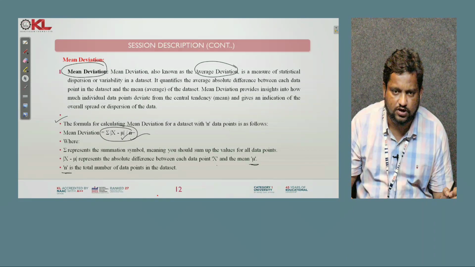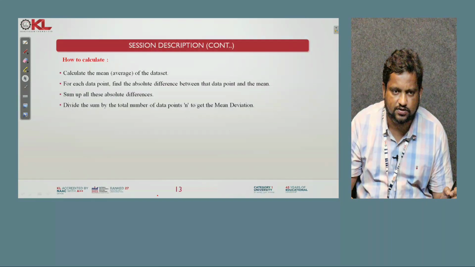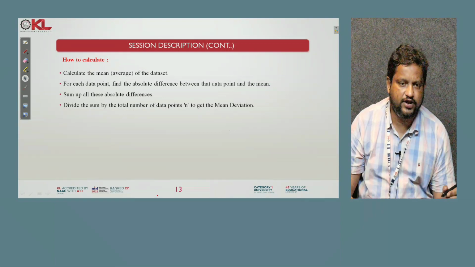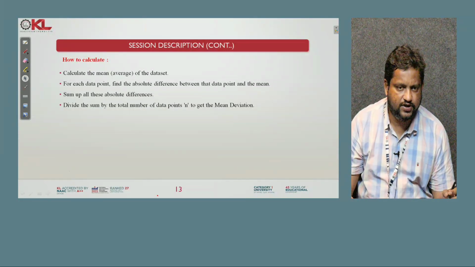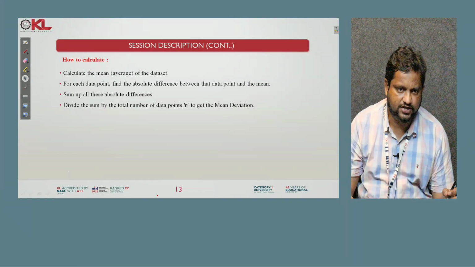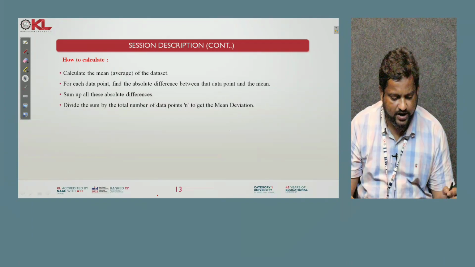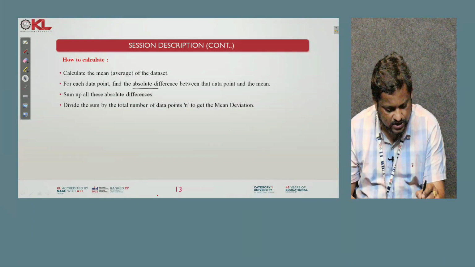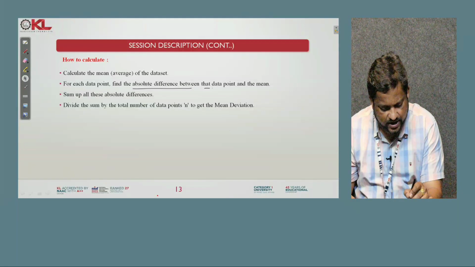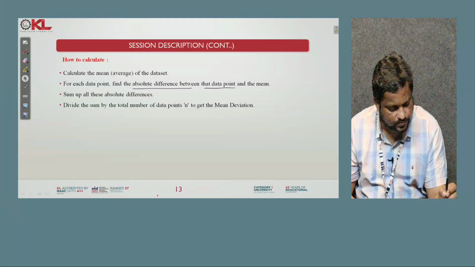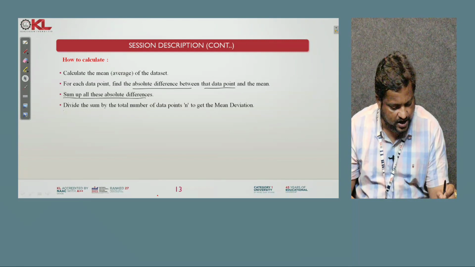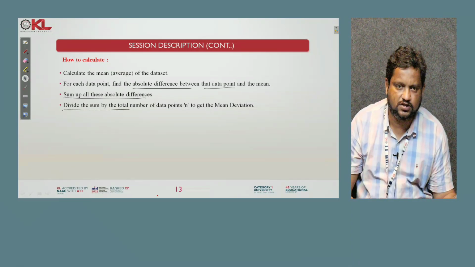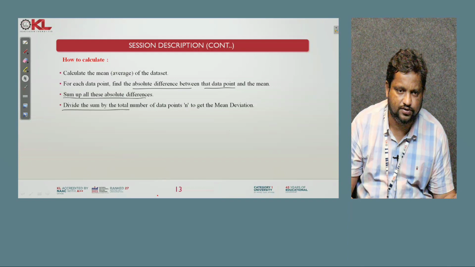It's a very simple thing. How to calculate mean deviation: calculate the average of the data set. For each data point, find the absolute difference between the data point and the mean value, perform the summation of those differences, and divide that by the number of samples. Then we get the mean deviation.